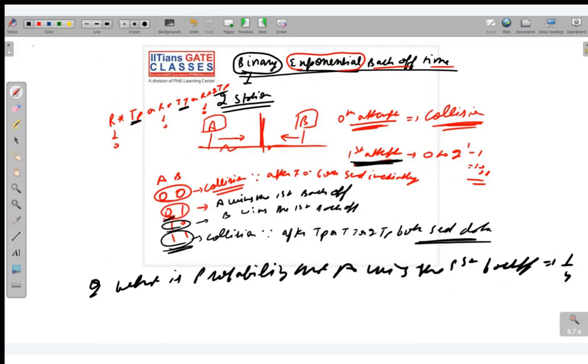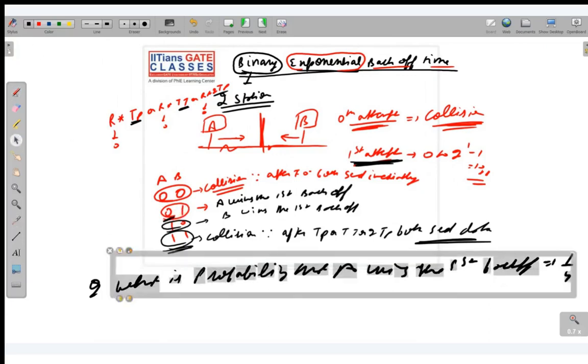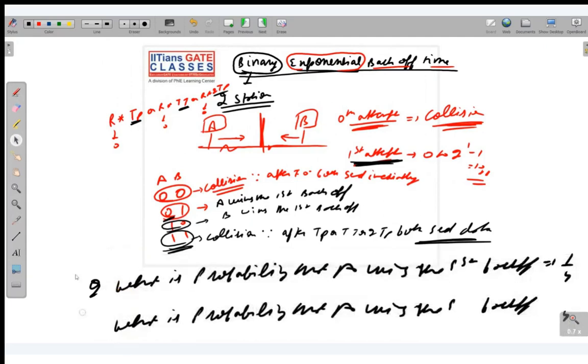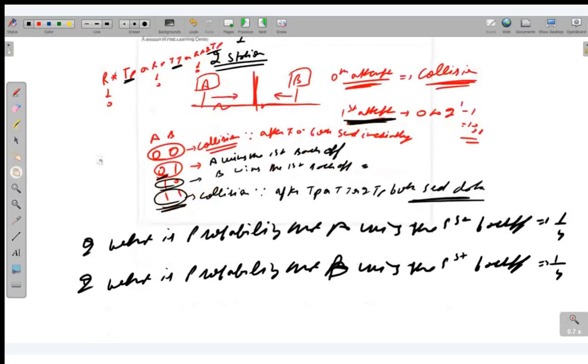Next, what is the probability that B wins the first back off? Again you will say 1/4. That is for sure, because B winning the first back off is only one favorable outcome. And the last question: what is the probability of collision? Collision chances are 2, so I will say 2/4, that is 1/2.